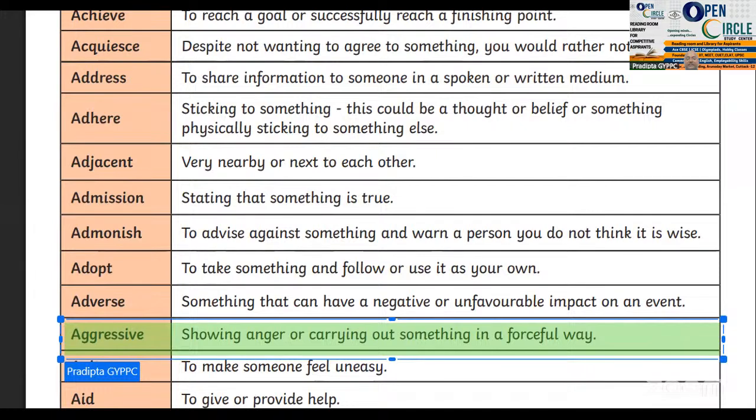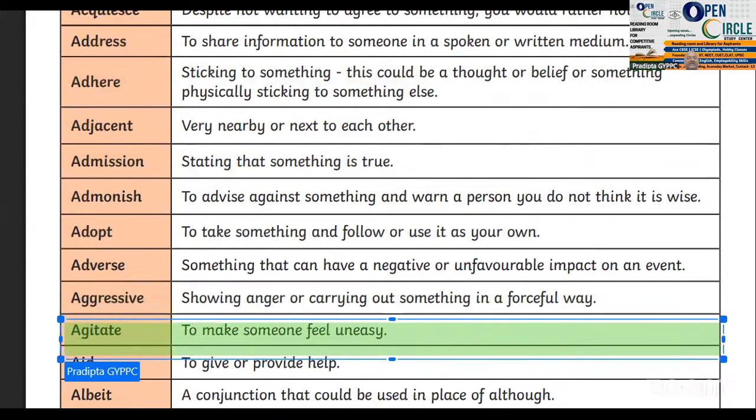The next word is agitate. The word agitate means to make something feel uneasy, disturb कर देना. It's a verb. You should not agitate a sleeping lion. You should not agitate a sleeping lion.